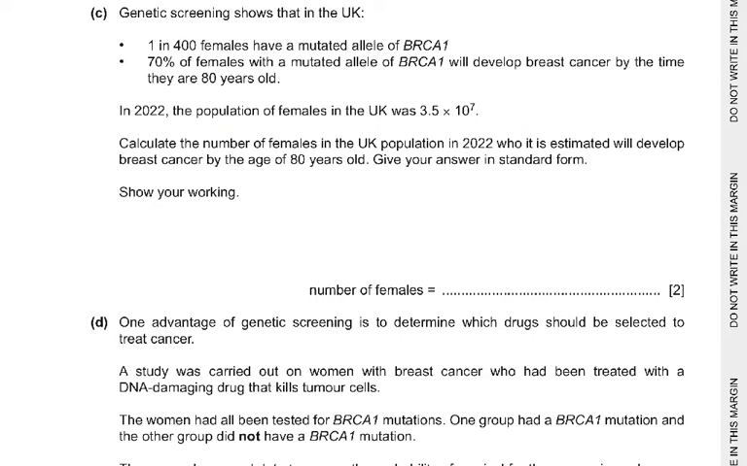In the UK, 1 in 400 females have a mutated allele of BRCA1. 70% of females with the mutated allele of BRCA1 will develop breast cancer by the time they are 80 years old. In 2022, the population of females in the UK was 3.5 × 10^7. Calculate the number of females in the UK population in 2022 who it is estimated will develop breast cancer by the age of 80 years old. Give your answer in standard form. Show your working.